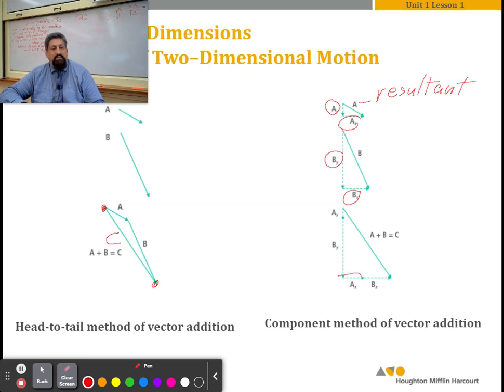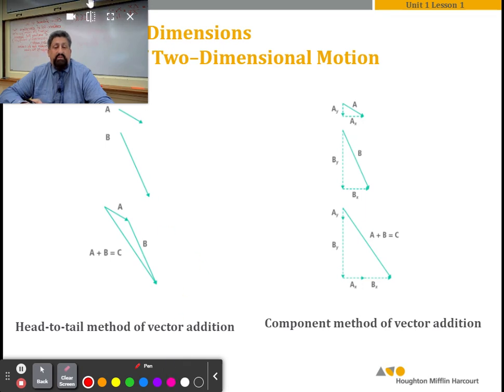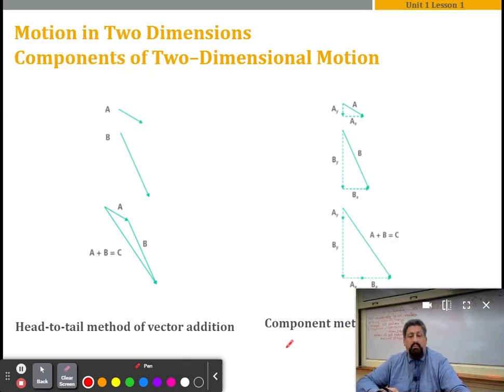We can add A sub x plus B sub x. We can add A sub y plus B sub y. And then that resultant is C, and you would get the same result, right? You would get the same answer whether you use the head to tail method or whether you use the component method. The component method is sometimes very helpful, especially when we get to more complex vector addition problems and vector subtraction problems.